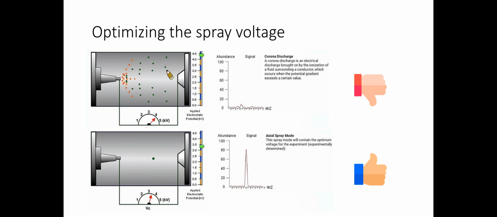If the applied voltage was too high, then corona discharge could occur and thus the peak signal would be drastically reduced. Corona discharge is an electrical discharge brought about by the ionization of a fluid surrounding a conductor, which occurs when the potential gradient exceeds a certain value. In the optimal condition, the ionization should be in the axial spray mode, which will result in the best peak signal.